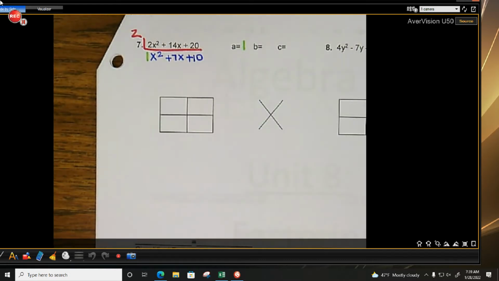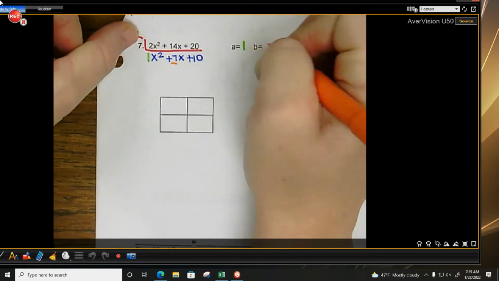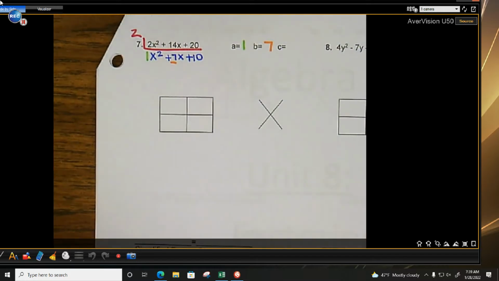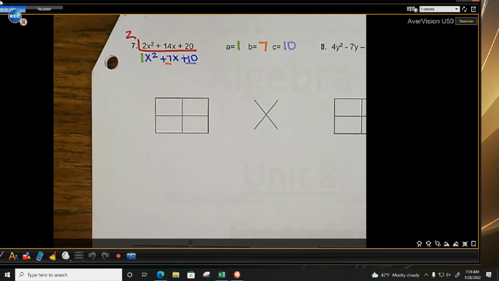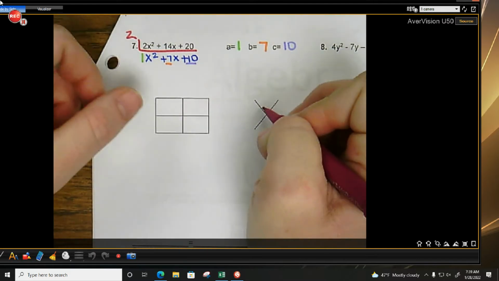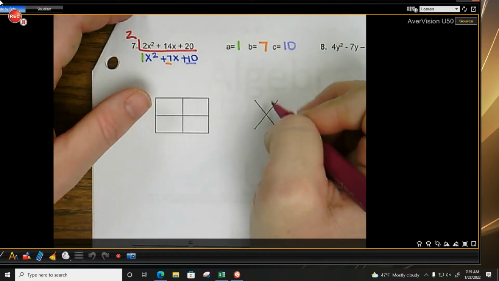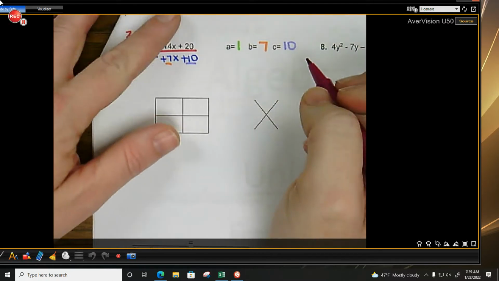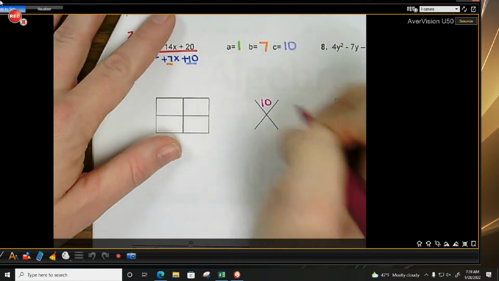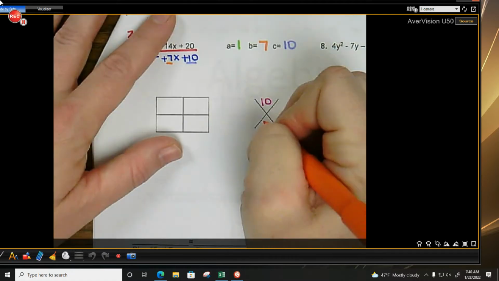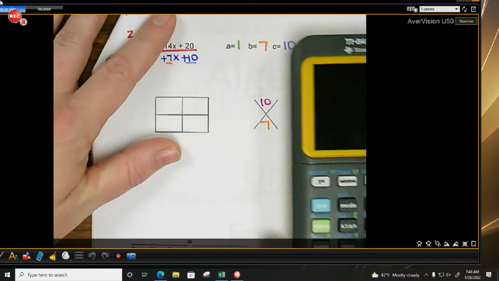What's my b? And what's my c? Okay, what goes on the top of my x? It even kind of is there if you look at your paper. What goes on the top of the x, guys? So 1 times 10, 10 goes on top. What goes on bottom? 7. Let's go to our calculator.